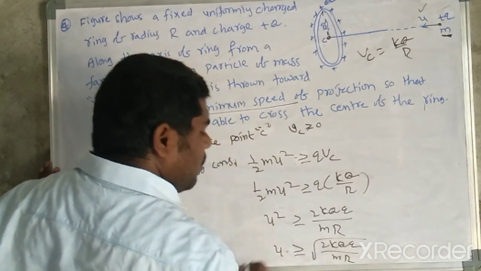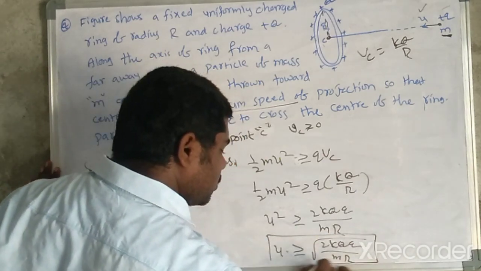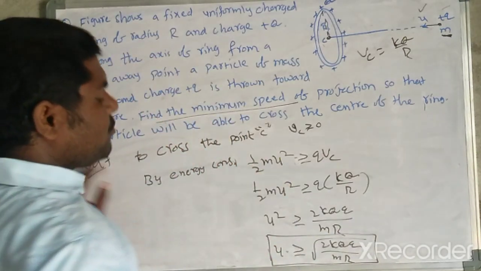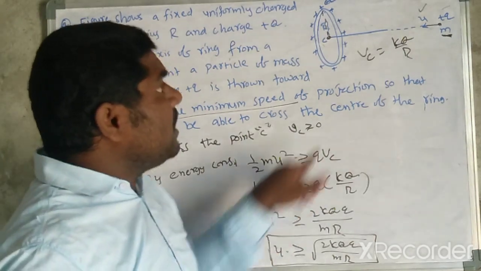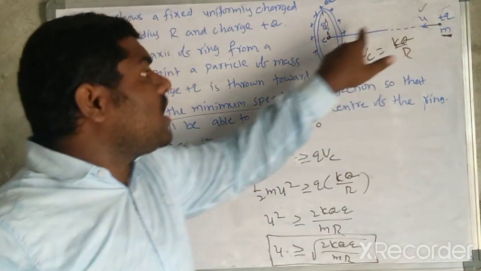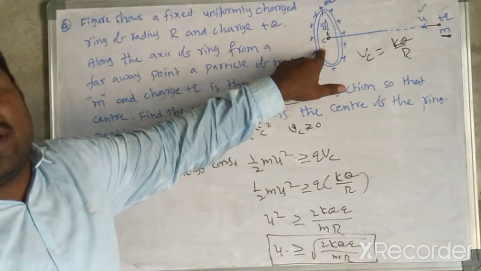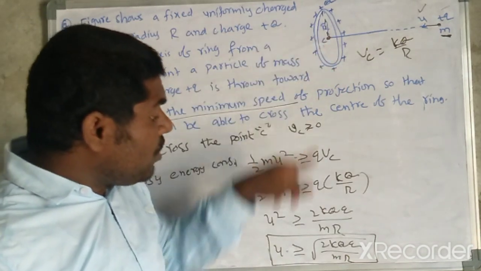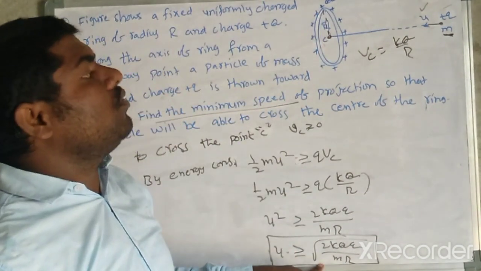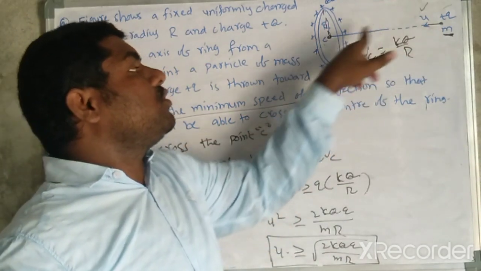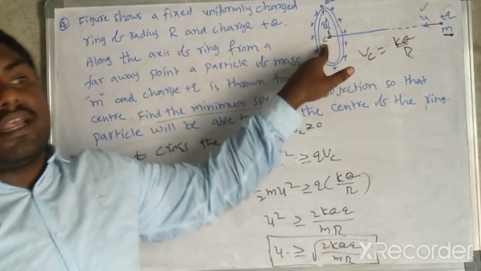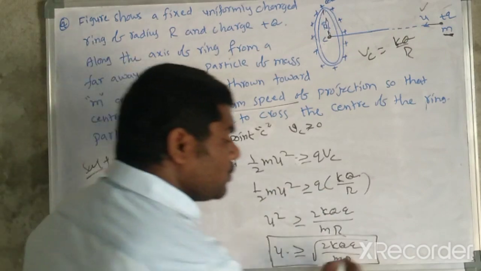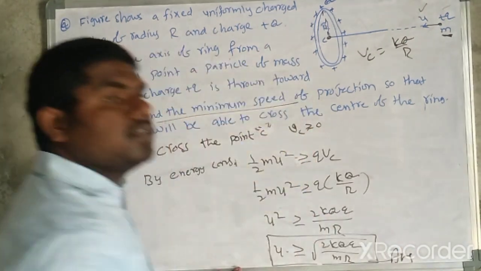So if you apply this much projection speed, then only this charge is able to cross the center of the ring, otherwise not possible. Only at more than or equal to this value is the charge able to cross the center of the ring. This is the answer to the question.